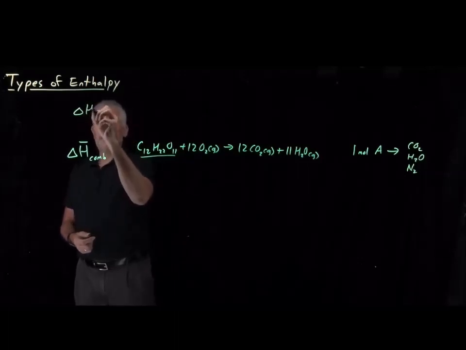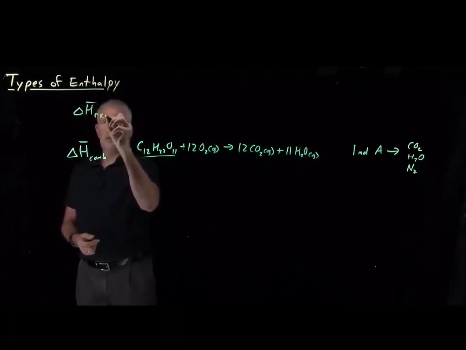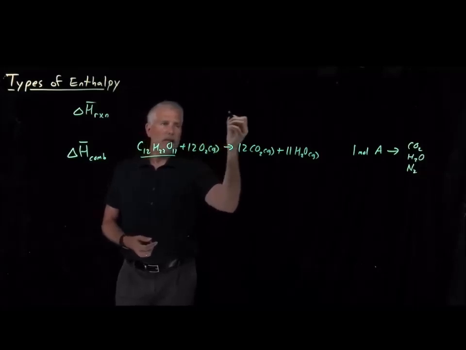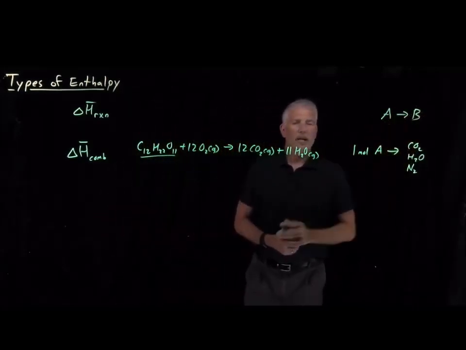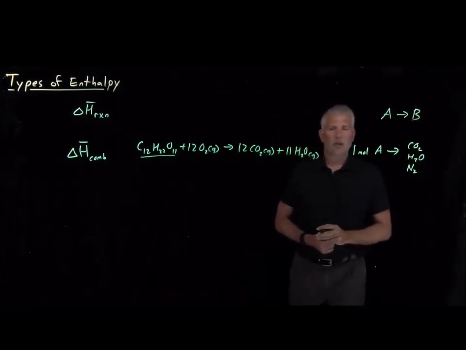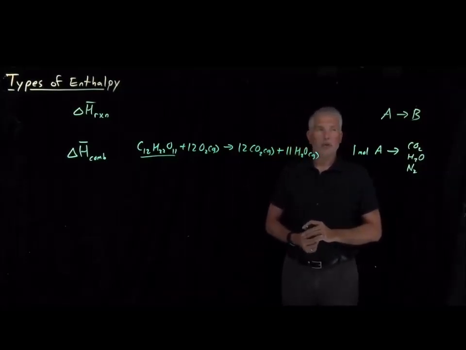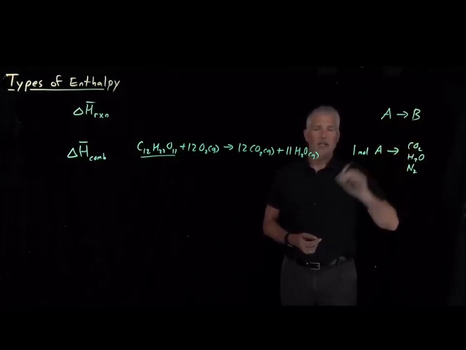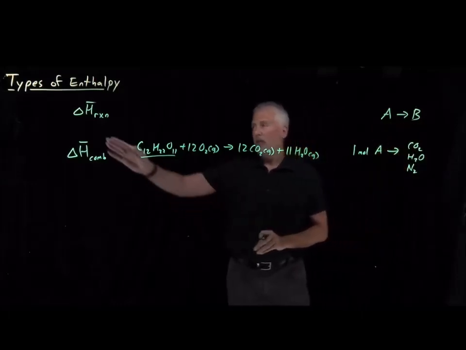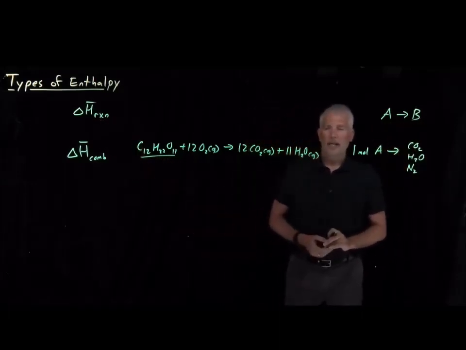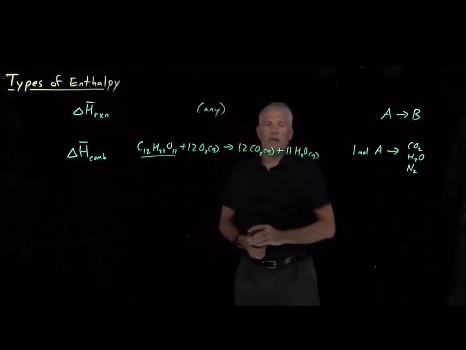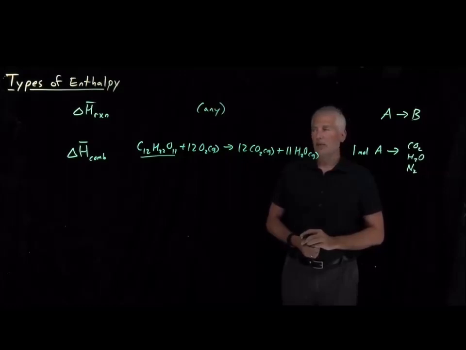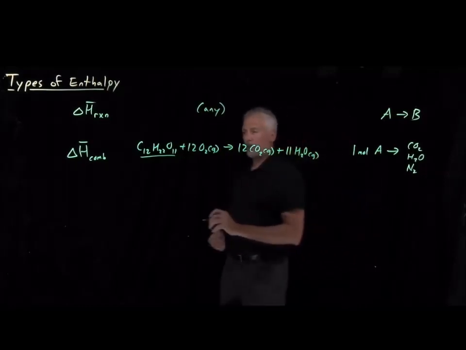In general, any reaction that turns reactants into products, we can call a chemical reaction. The enthalpy change for that process, we can always call delta H of reaction. So any reaction that we can write down, we can label the delta H of that process with the label delta H of reaction.